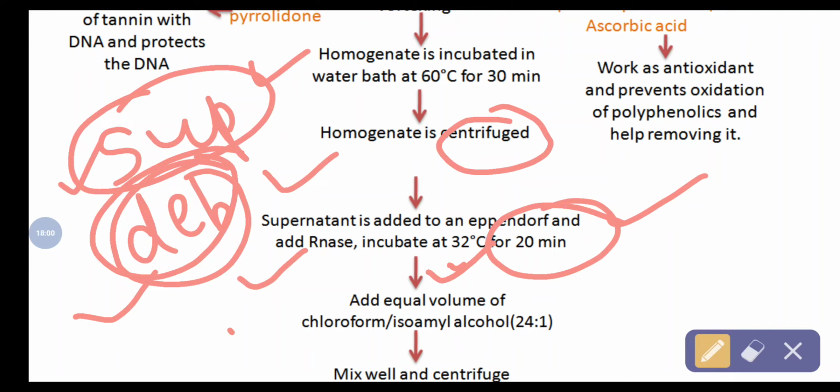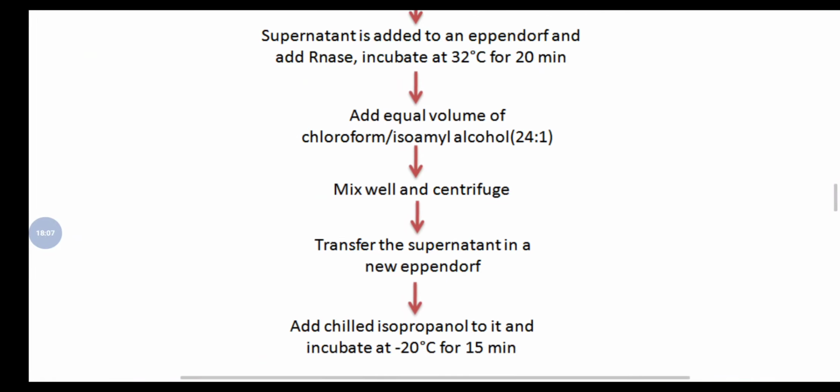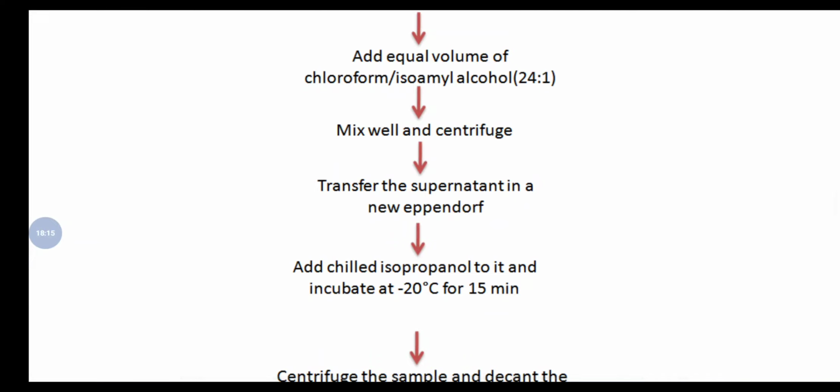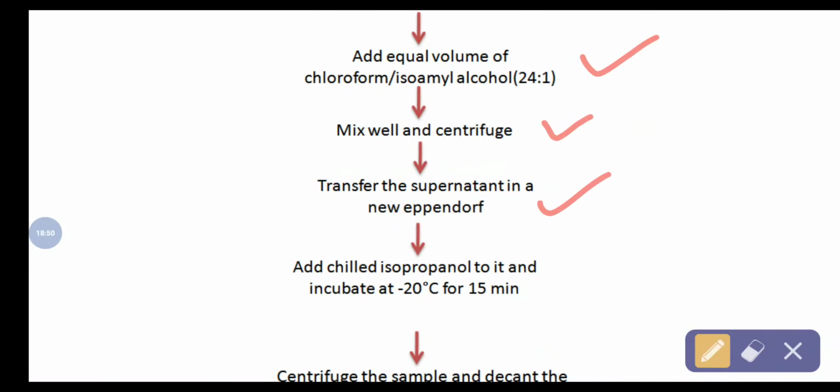After that, we will add an equal volume of chloroform isoamyl alcohol to it. Remember, we are moving towards the precipitation step now. First of all, we add an equal volume to the amount of supernatant we have, of chloroform isoamyl alcohol in a ratio of 24:1. When we mix it well and centrifuge it again, we will get a supernatant and a pellet. We don't require the pellet because it may contain debris. We require the supernatant. We will transfer this supernatant to a new Eppendorf and then add chilled isopropanol to it.